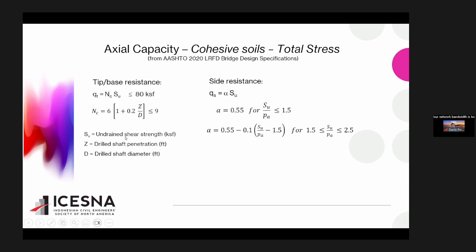Alpha times S_u, your undrained shear strength, and alpha you can compute based on this equation. You can see that for small S_u you have alpha 0.55, but for larger S_u, you reduce it by this factor, right? So alpha will be less than 0.55. As you can see, this is a very simple equation, nothing magic about it. Again, this P_a is atmospheric pressure. So S_u divided by P_a is a dimensionless quantity, right?